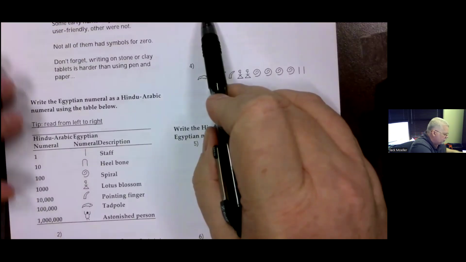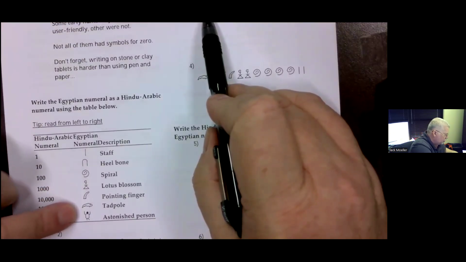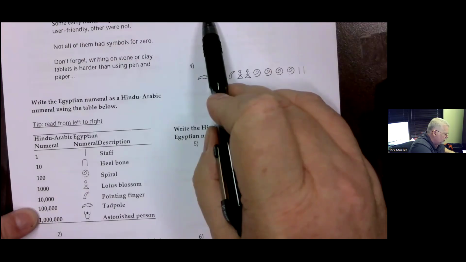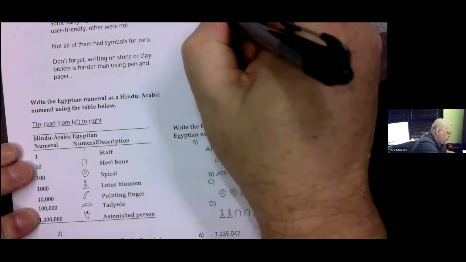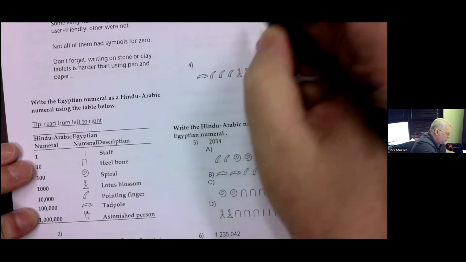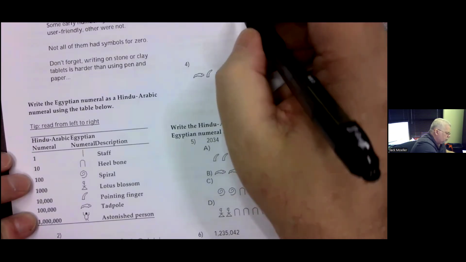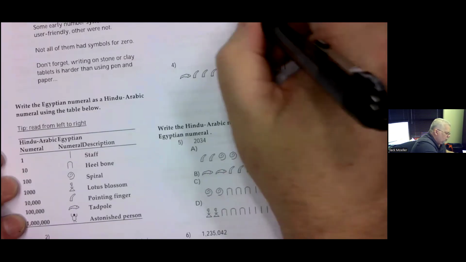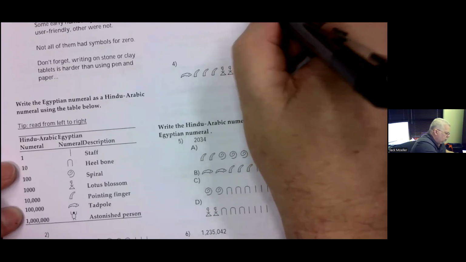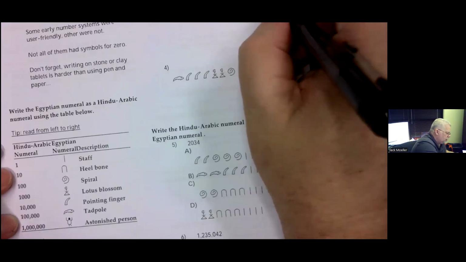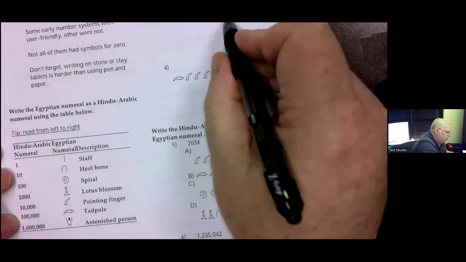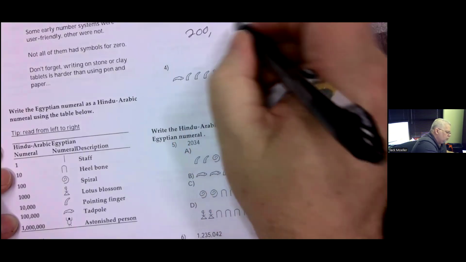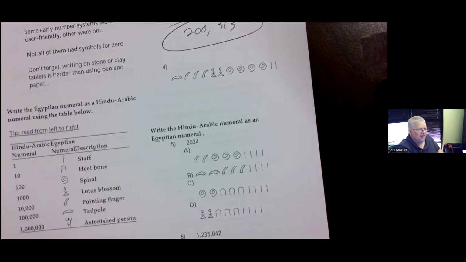We have two fish, or sorry, tadpoles. So that would be 200,000. Three spirals is 300. Heel bone, which is 10, and then three stabs. So it would be 200,313. Yeah, I think you get the idea, right?